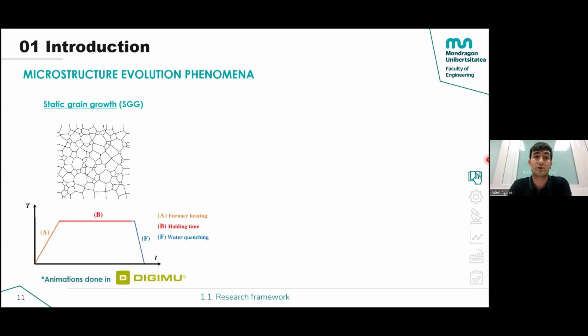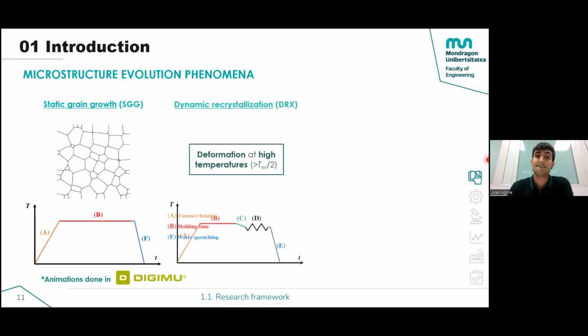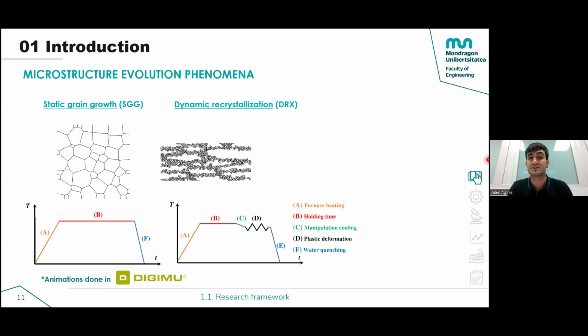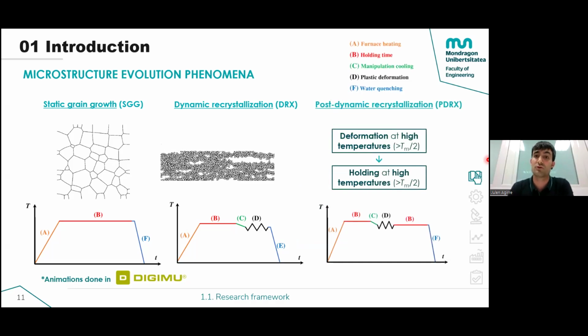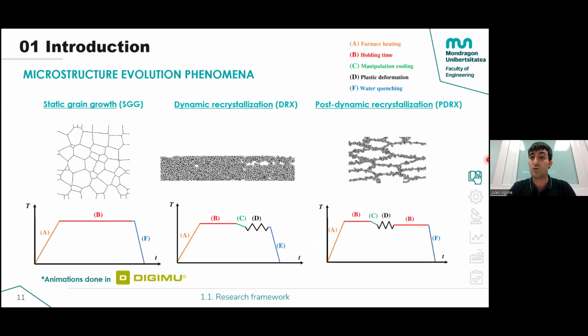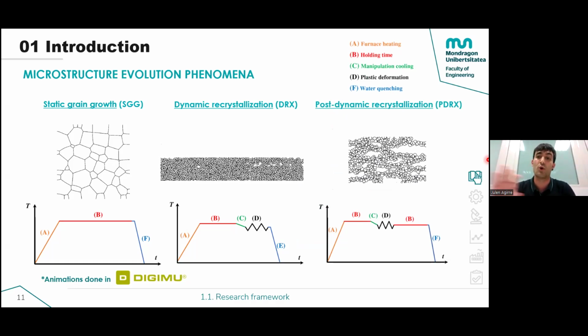Static grain growth occurs when you hold the material at high temperature. Dynamic recrystallization occurs when you deform the material at high temperature. So you start with a coarse grain size and you refine it during deformation. And there's a third phenomenon called post-dynamic recrystallization that occurs when you deform the material without reaching full recrystallization and you hold it at high temperature.